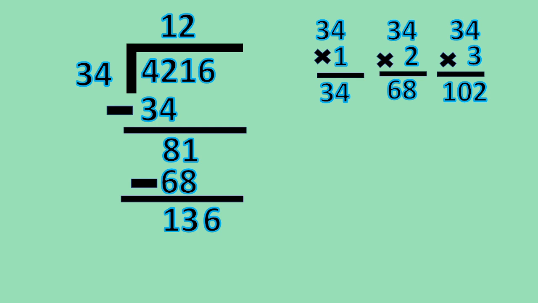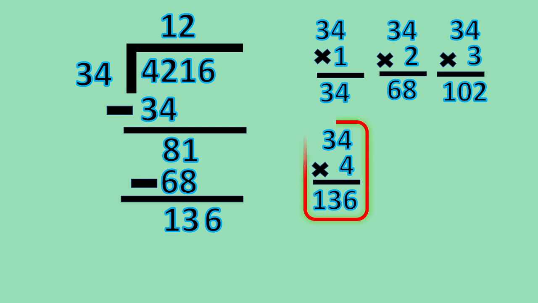Now, find how many times 34 will it take to 136. We have here 34 times 1 is equal to 34. 34 times 2 is equal to 68. 34 times 3 is equal to 102. Let's try 34 times 4 is equal to 136. So we will use 34 times 4.